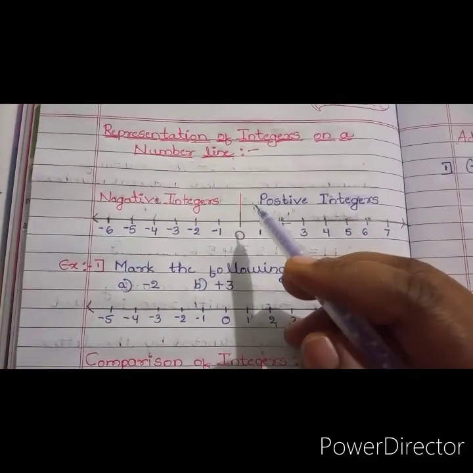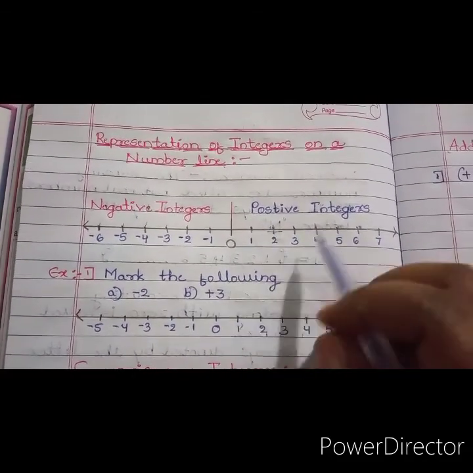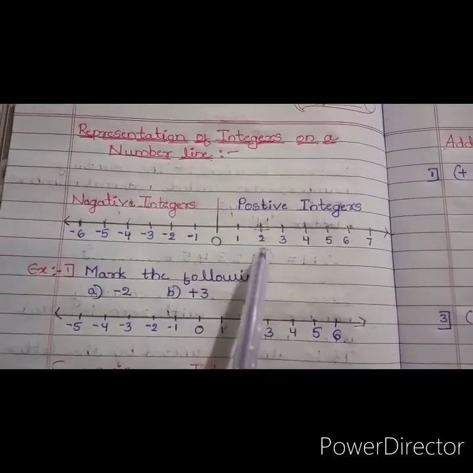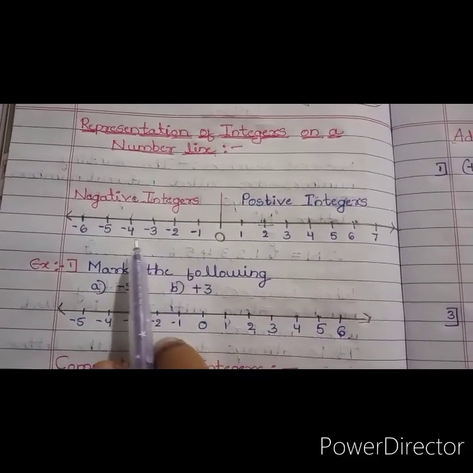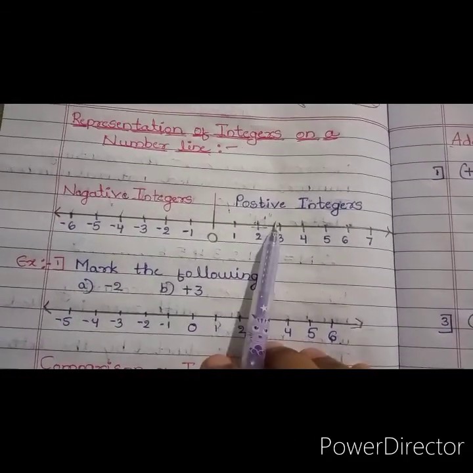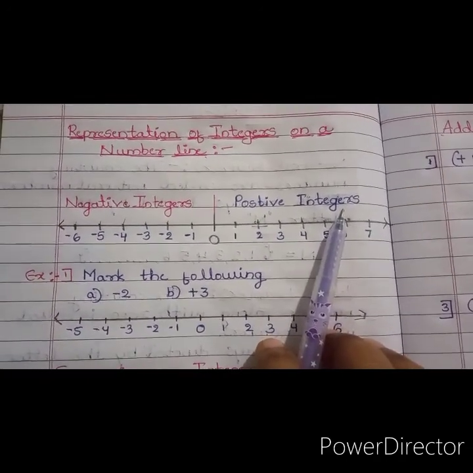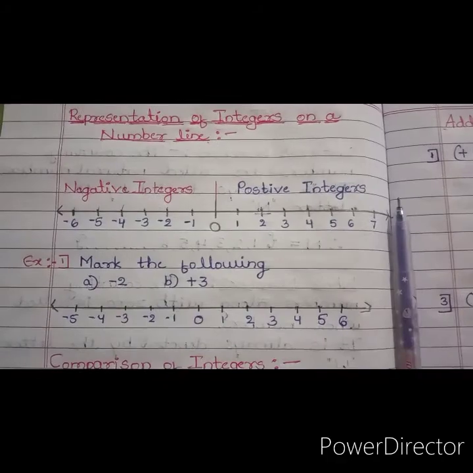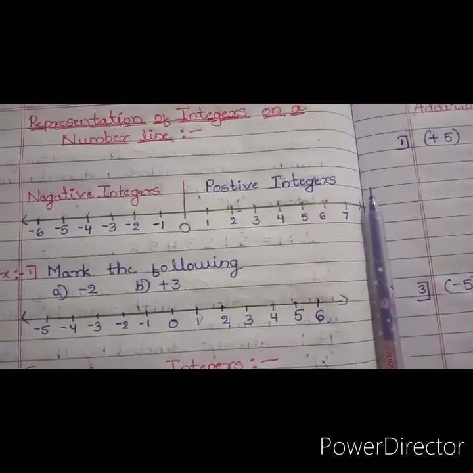Next one is representation of integers on a number line. Here, how to represent the integers on a number line. Already we know about the number line. So it is 0, and this side 1, 2, 3, 4, 5, 6, 7 and so on, and here minus 1, minus 2, minus 3, minus 4, minus 5, minus 6 and so on. Here two types of integers or numbers are there. One is positive integers or positive numbers, and this side negative integers or negative numbers. What do you mean by positive and what do you mean by negative?